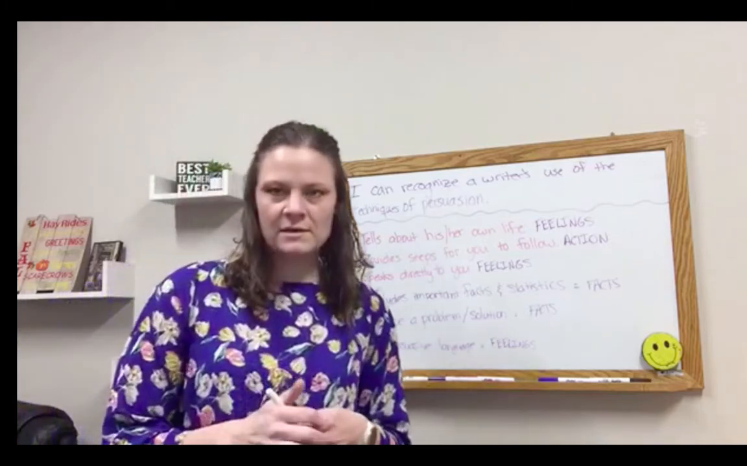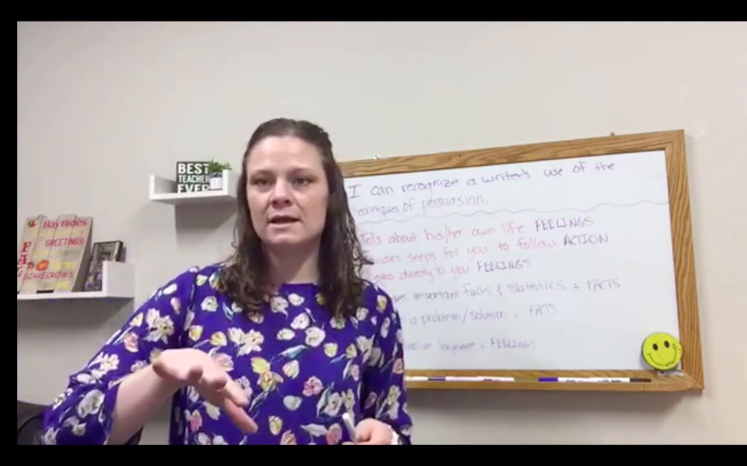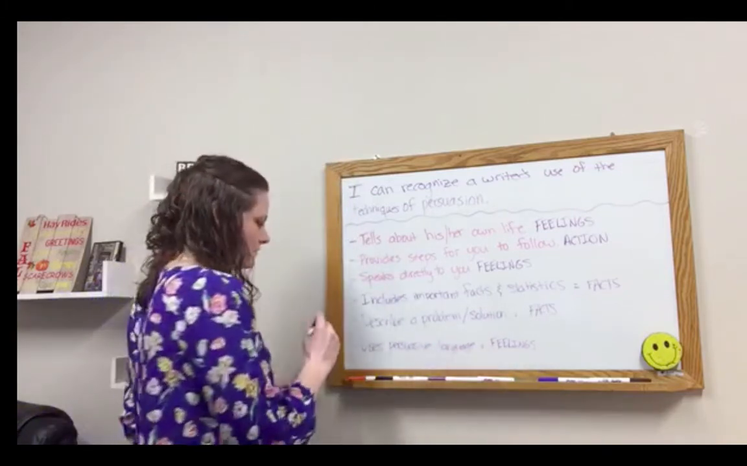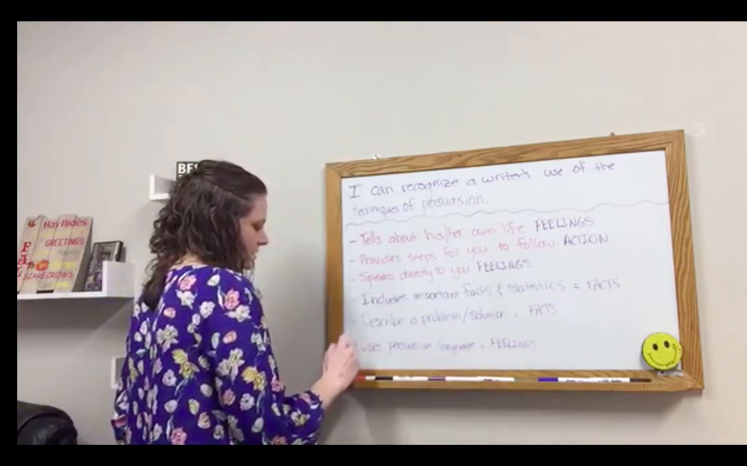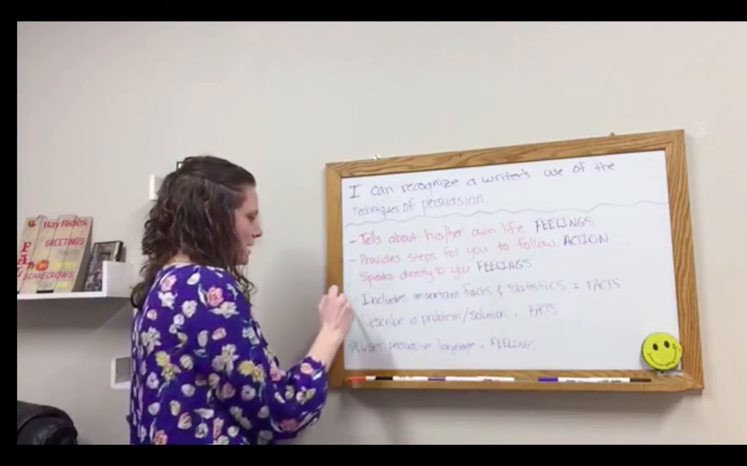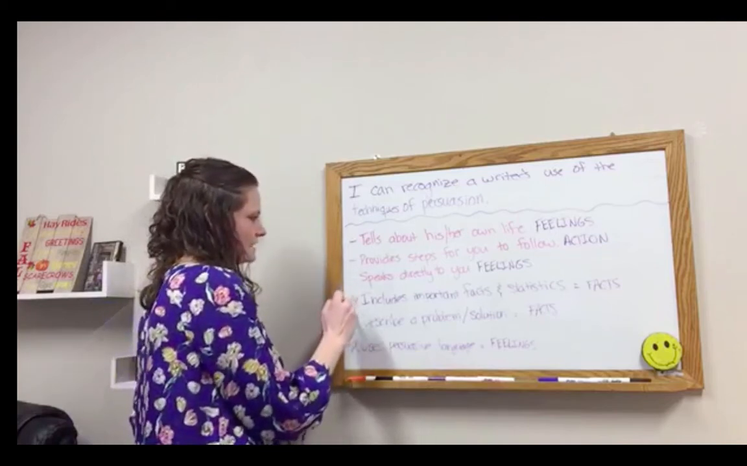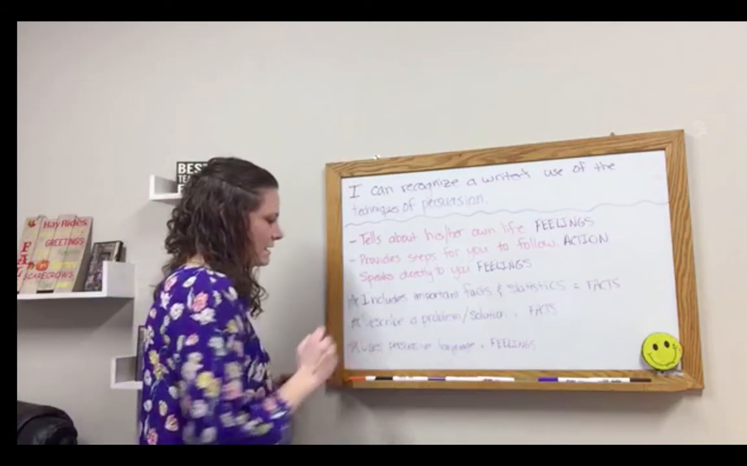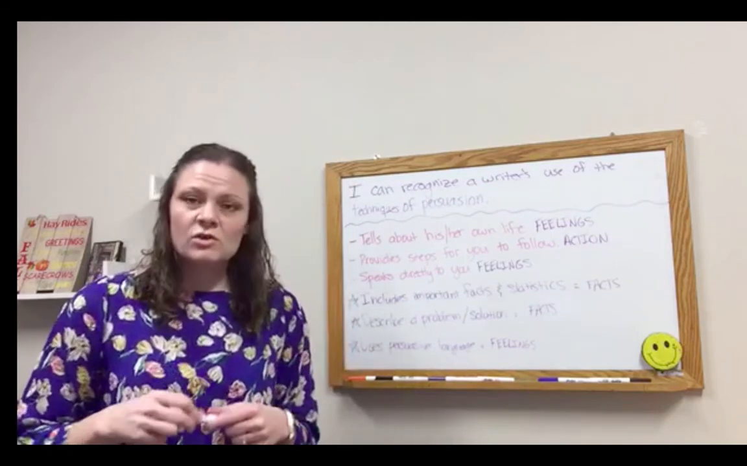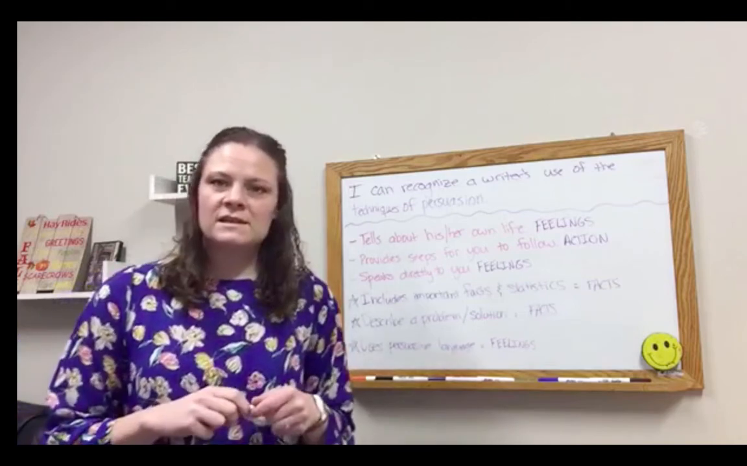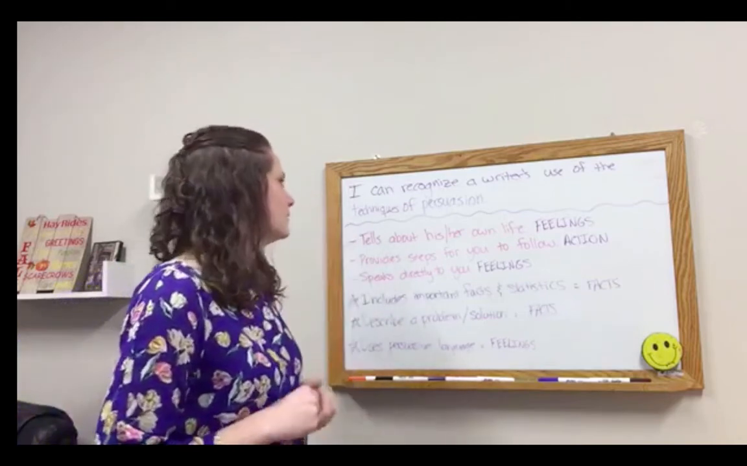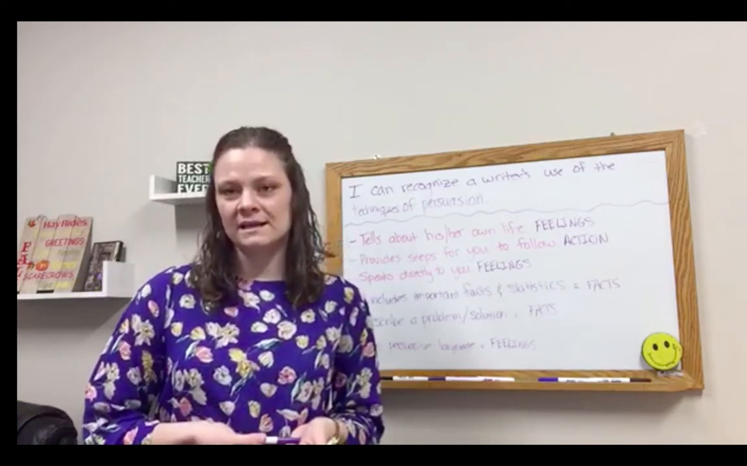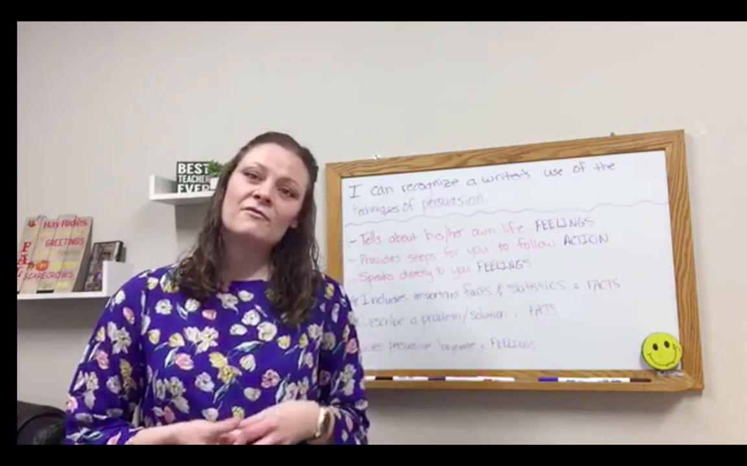So you're going to look for some of those things today in a book. I'm going to assign another book to you on Epic, and I'm going to give you a little organizer to complete. We're going to be looking for where the author uses persuasive language, where the author includes important facts and statistics, and then where the author describes a problem and a solution. So you'll be looking through the book for those things today as we think about, I can recognize a writer's use of the techniques of persuasion. And the more that you recognize that, the more that you'll be aware of what you are reading.